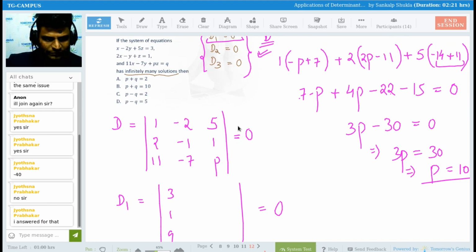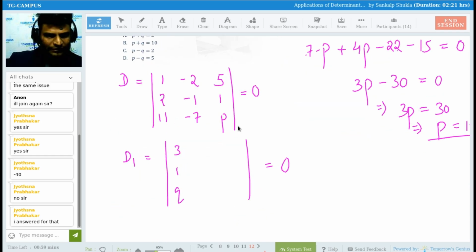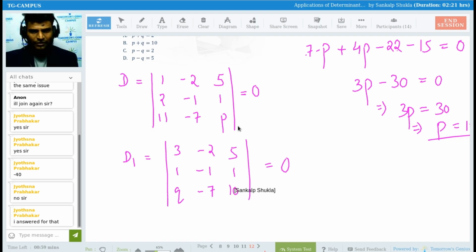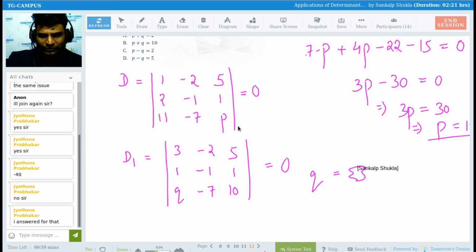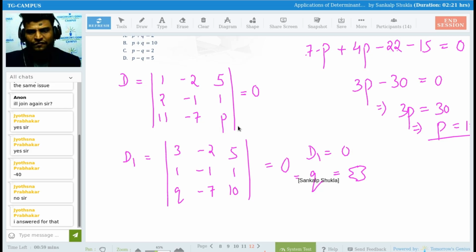And then the matrix, the determinant will be same, minus 2, 5, minus 1, 1, minus 7 and P. Instead of P we can write as 10. Quickly find the value of Q from this equation. Just put D1 is equals to 0 and find the value of Q. Once you have got the value of P, you have got the value of Q, you can easily find which option is correct. Do this quickly, everybody.